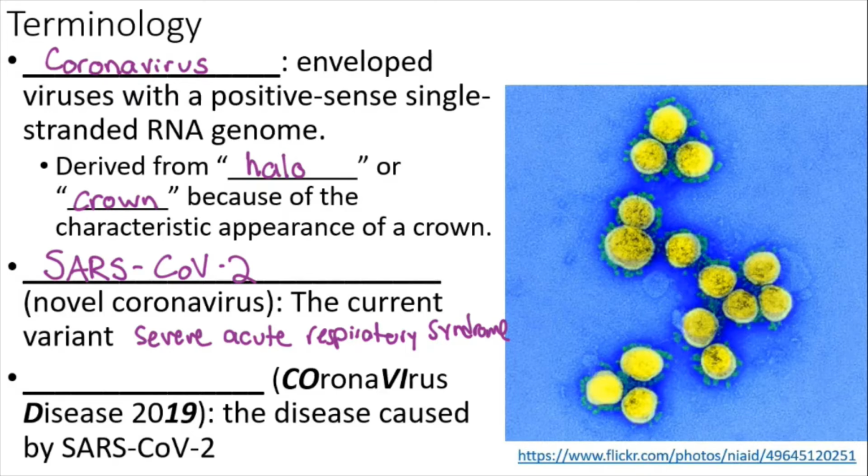So SARS-CoV-2 is the actual virus, and then COVID-19 is the disease that's caused by the virus. So coronavirus is just a general term for this class of viruses. SARS-CoV-2 is the current variant that's causing the pandemic, and COVID-19 is the disease that's caused by SARS-CoV-2.